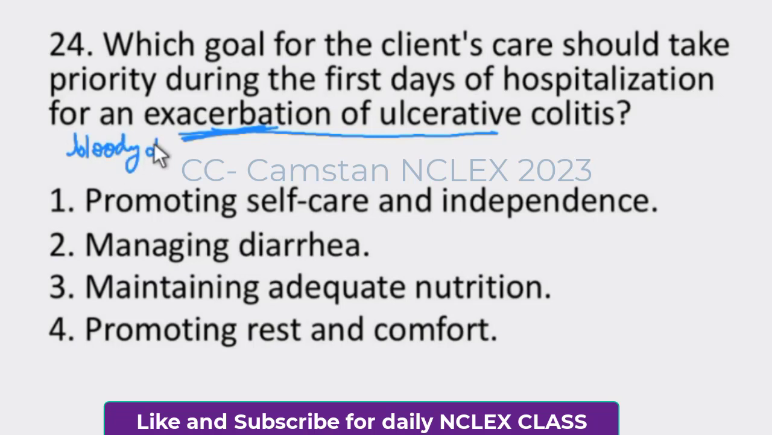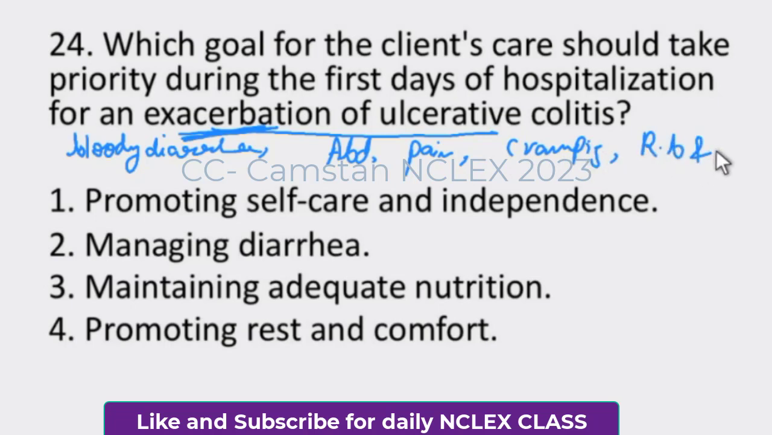bloody diarrhea, abdominal pain, cramping, rectal bleeding and pain, urgency to defecate, weight loss, fatigue, and fever.